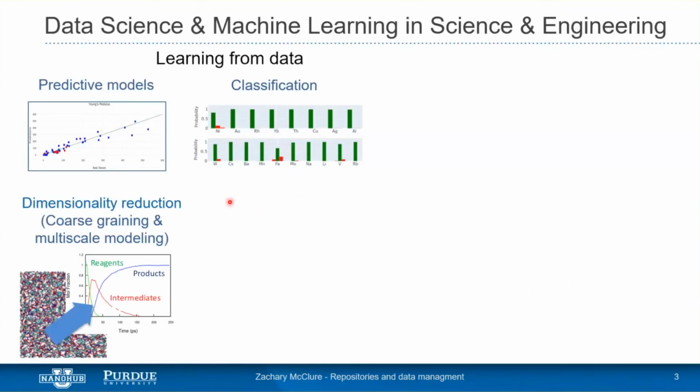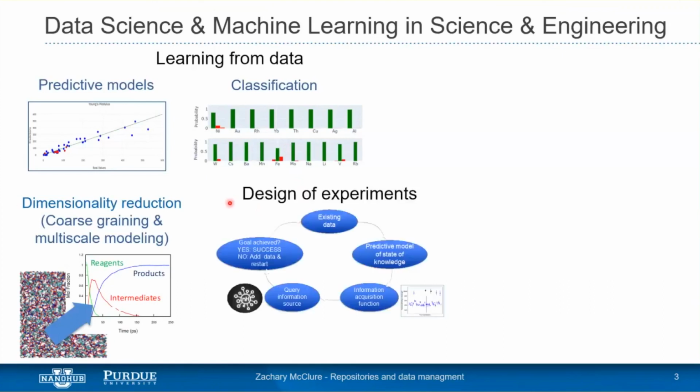And even more interesting, they're being used in iterative loops for design of experiments, where these models can tell you what the next best experiment is, and then you can iterate over that process to improve your models and have better predictive capabilities for what the next step should be.